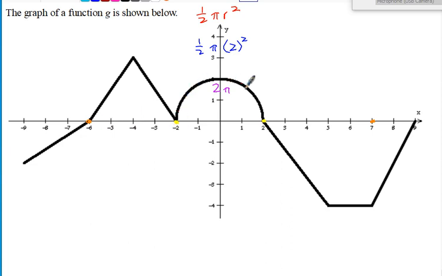We already know what the area of the semicircle is, so we can go 1/2 the base times the height. In this case, the base, you can see from -6 to -2, that's 1, 2, 3, 4. And the height, you can see goes up to a height of 3 right there. So that's 4 times 3, 12 times 1/2, so the area of this triangle is 6.